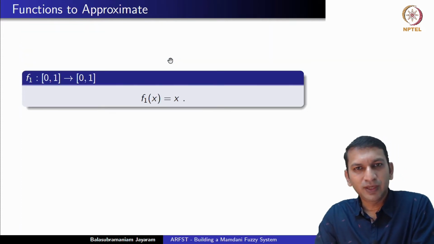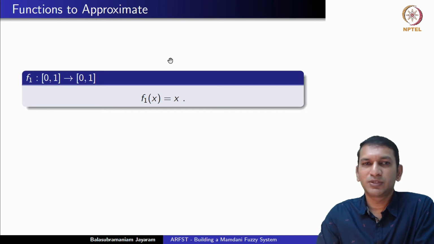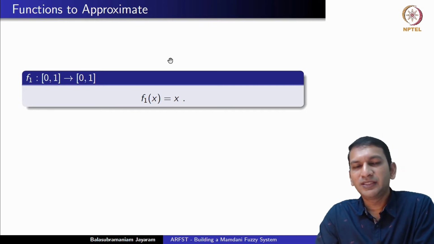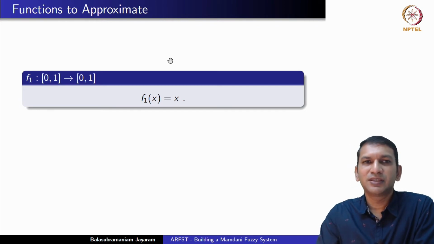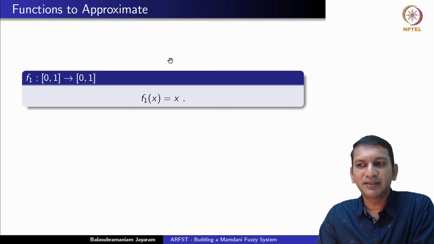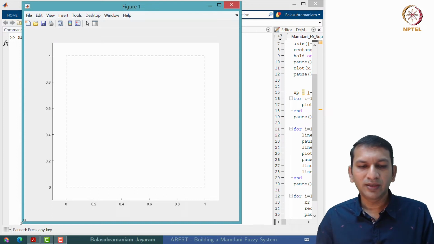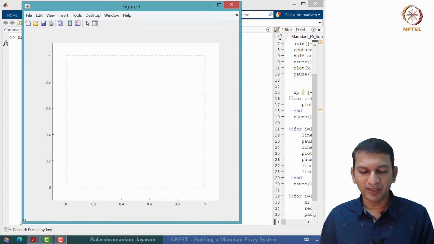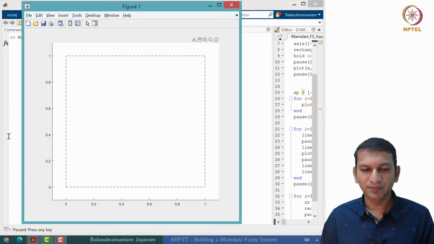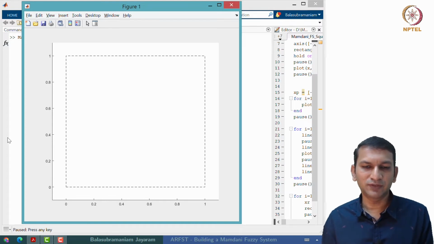The first function that we'll consider, as was mentioned earlier too, is the identity function, which is a simple linear function. Now, let's look at building a Mamdani fuzzy inference system for this identity function. So we have the domain here. X is from 0 to 1, y is from 0 to 1. So essentially the graph of this function is going to be within this square.